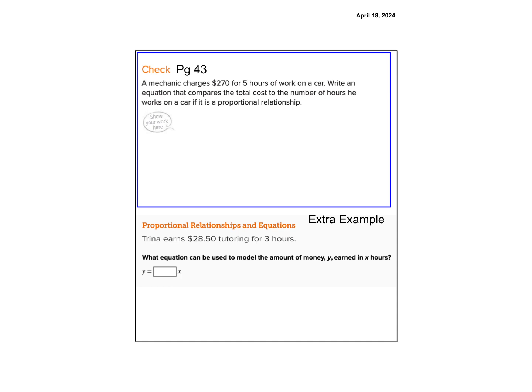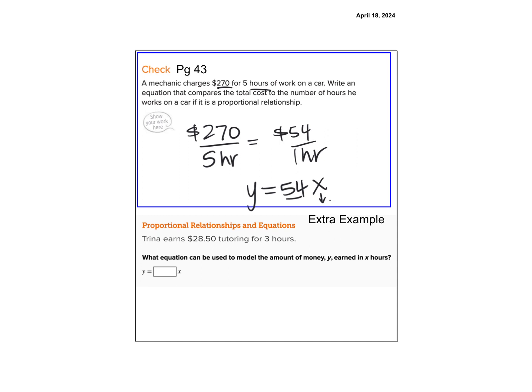Please pause the video and try this one. All right, the first one, it's $270 for 5 hours. So you want to know how much money is it for just 1 hour. So you can do 270 divided by 5, and you end up with 54. So that means it's $54 per 1 hour. So your equation is going to be y equals 54x. Okay, and it's $54 per hour. So x is the number of hours. Y is the total cost.